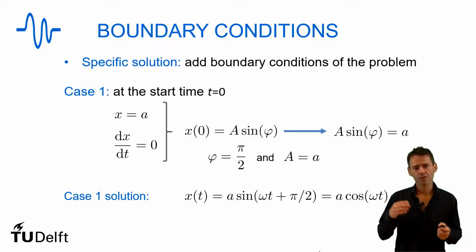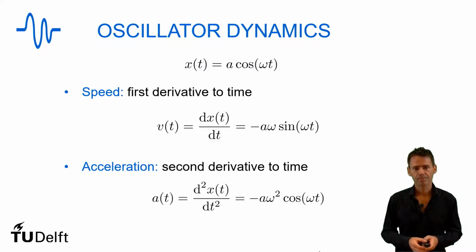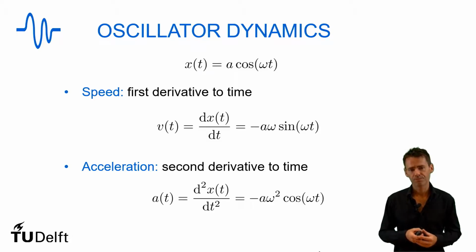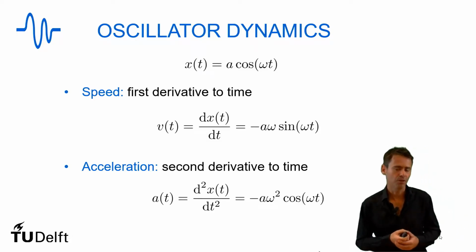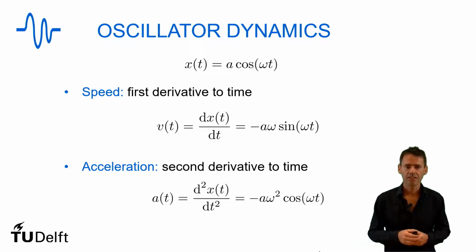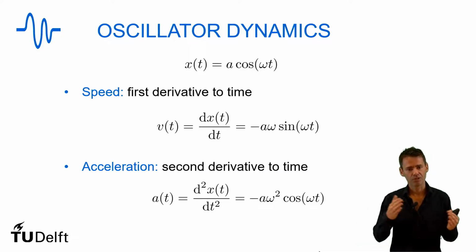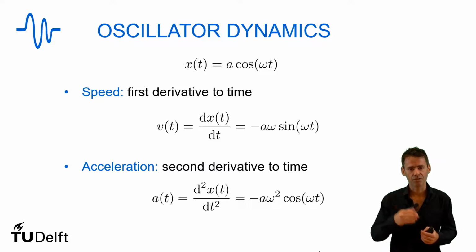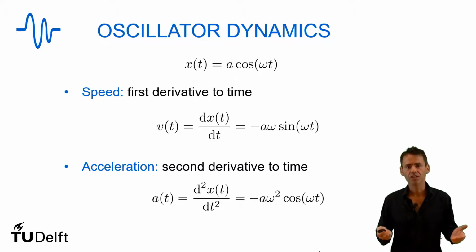So let's look a little bit more into the dynamics of this oscillatory motion. The distance is x(t) equals A cosine omega t. But of course we can also look at the speed. The speed is the first derivative with respect to time of this function, and so this is equal to minus A omega sine omega t. And secondly, the acceleration is equal to the second derivative of this function. So this is minus A omega squared cosine omega t. And so we can already see that the acceleration has the same dependence as the distance traveled itself. A little bit easier to see is just to make a few plots.